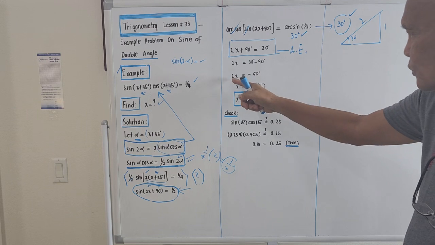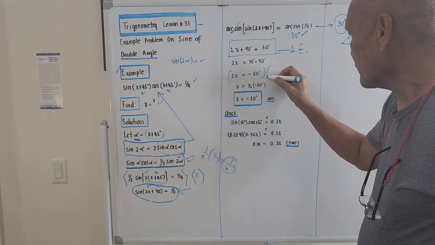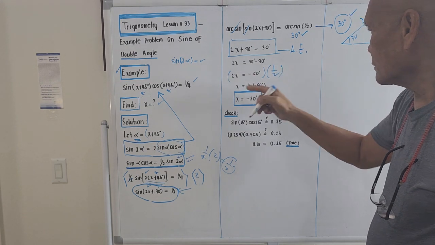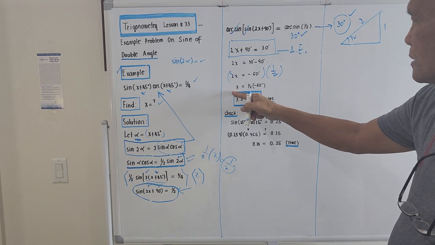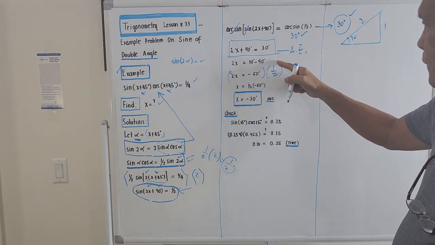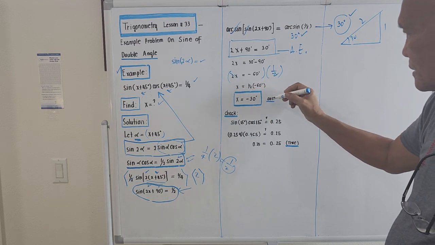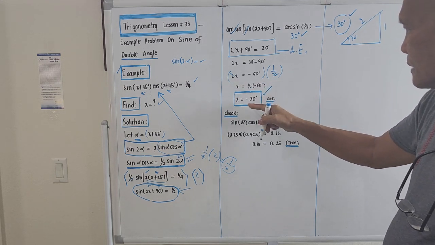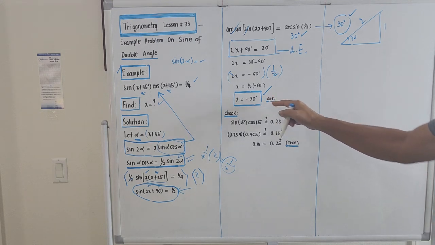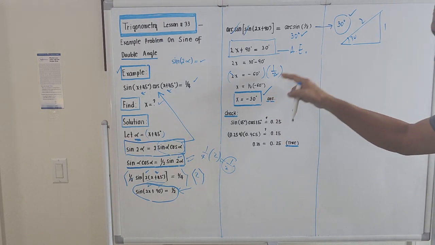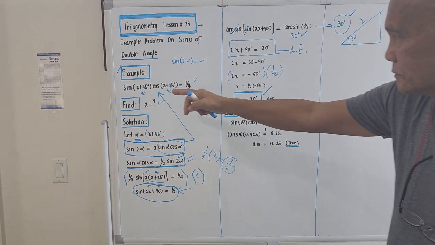To compute for x without the value 2, we must multiply this by 1/2. So 2 times 1/2 will cancel out, leaving x now. The right hand side will be 1/2 times minus 60, and the value of x is actually negative 30 degrees. Okay, that's our answer.